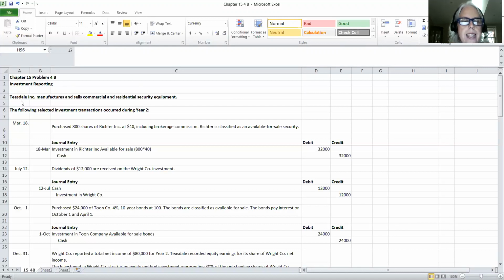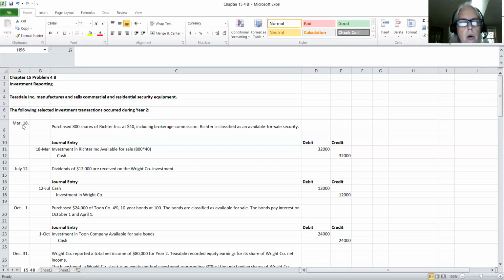We're going to be the Teasdale Incorporated manufacturing company, which sells commercial and residential security equipment. The following selected investment transactions occurred during year 2. They don't ask you to actually prepare the journal entries, but I wanted to do this as a review for this chapter, and because it will help you when you get ready to prepare your balance sheet as the last requirement for this particular problem. So I'm going to look at each one of these transactions with you.